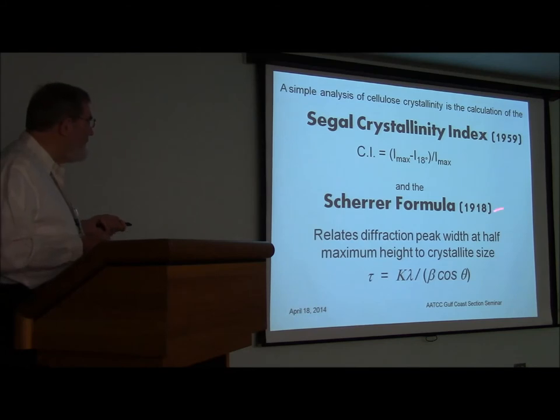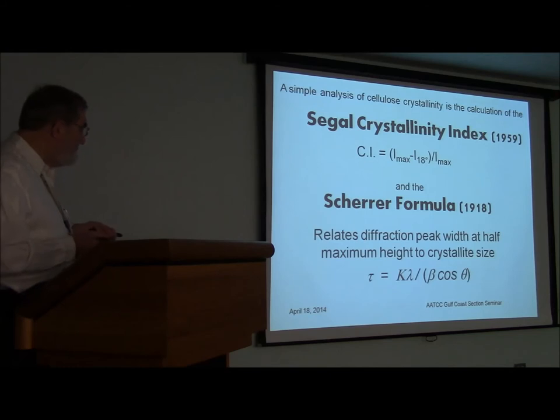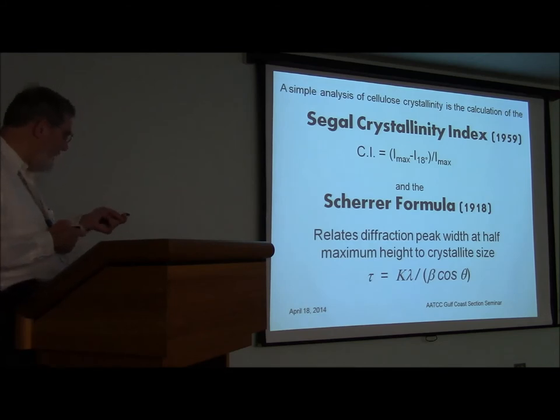The Scherrer formula has been around even longer, since 1918. This is the 101st anniversary of the first X-ray experiments on cellulose, by the way. And this formula, the Scherrer formula, just takes the wavelength of the radiation and the width of the peak at half height and the cosine of the position of the peak in degrees theta, which is the x-axis of the diffraction pattern, and gives you the crystallite size. So it's a very simple analysis.